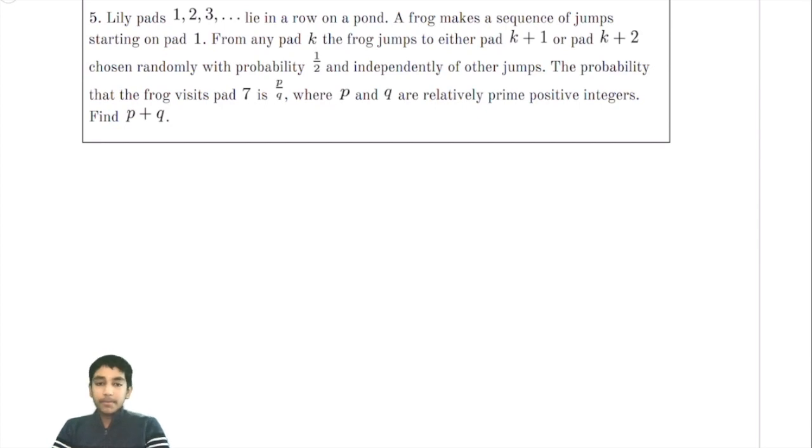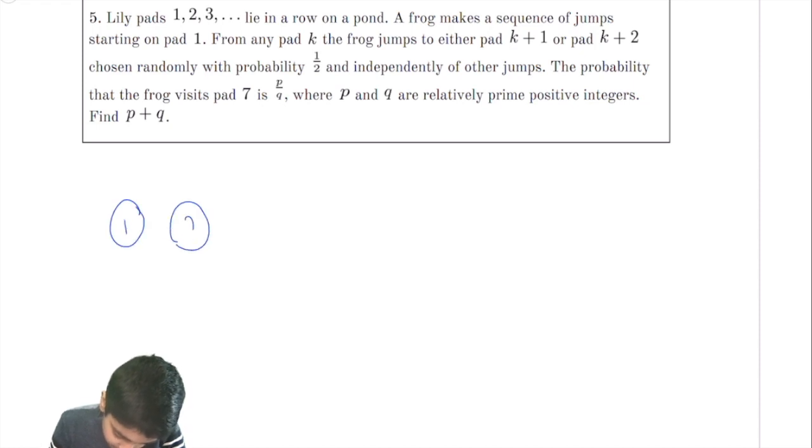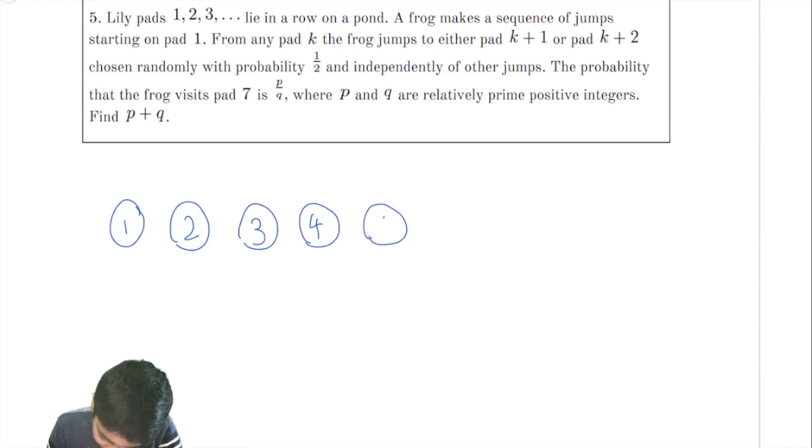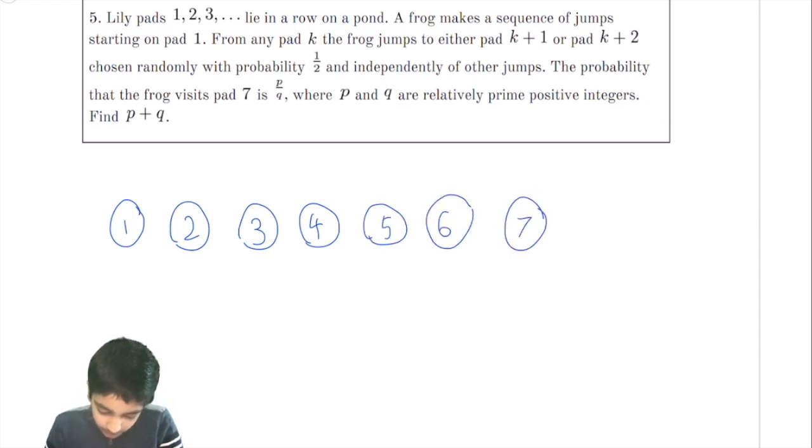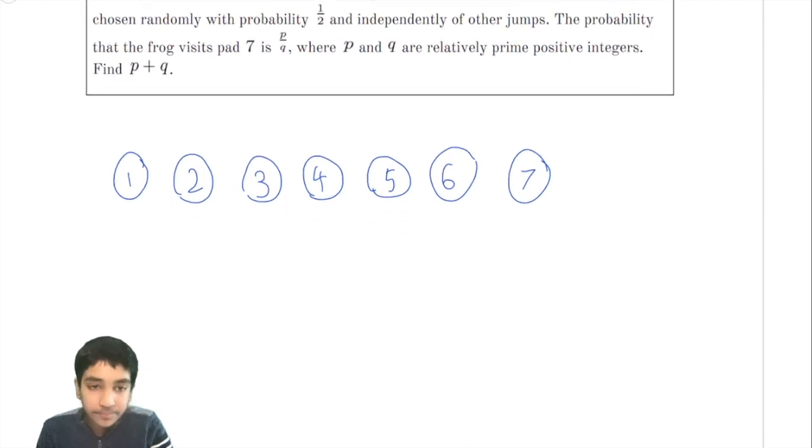Now let's look at this problem. So we have 7 lily pads, 1 to 7. 1, 2, 3, 4, 5, 6, 7. And we want to go 6 steps forward. We want to go from pad 1 to 7, 6 steps forward. And we want to find the probability that we will reach pad 7.